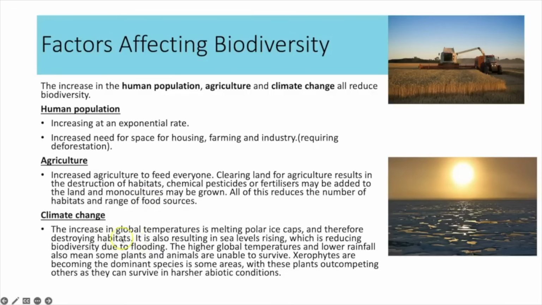Climate change, in particular this increase in global temperatures, is melting polar ice caps and therefore destroying habitats. It's also resulting in sea levels rising, which is reducing biodiversity due to the flooding that can occur. And these higher global temperatures and lower rainfall also mean some plants and animals are unable to survive in their habitats anymore. Xerophytes are becoming the dominant species in some areas because those are plants that are adapted to very dry conditions, and therefore they're able to outcompete other plants to survive in those harsher abiotic conditions.